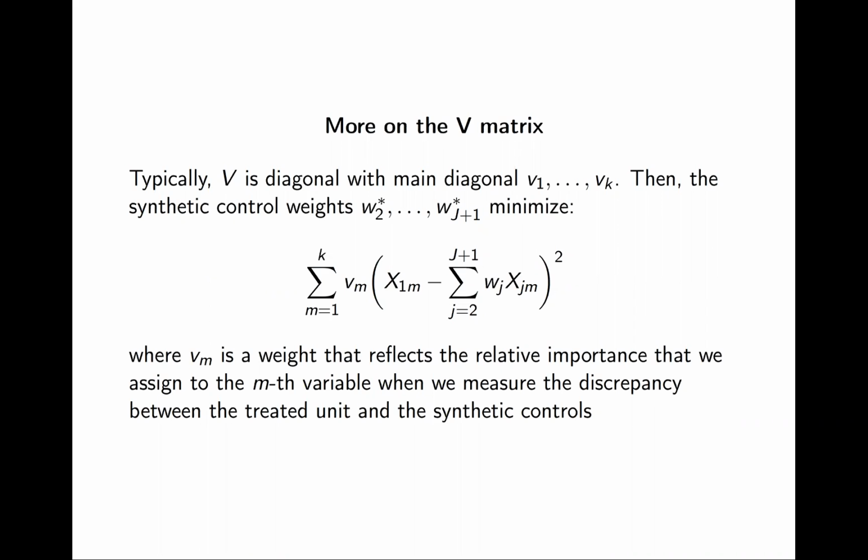So let's say that your X, let's say the one X you had was population. Let's say you had two, actually. Population and GDP, all right? And you want to really weight GDP more than you want to weight population. Let's say you want GDP to be a 0.9 and you want population to be a 0.1. Well, that means that the optimal W that's going to minimize this expression is going to pay more attention to GDP than it is to population. So the optimal vector of weights that you get for that V will differ than if it was the other way around, if it was 0.9 for population and 0.1 for GDP. So all that V is, is a weight that reflects the relative importance that we're going to assign to the nth variable when we measure the discrepancy between the treatment group and the control group units.